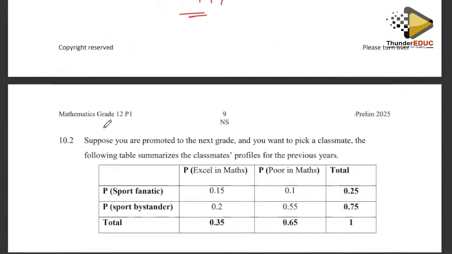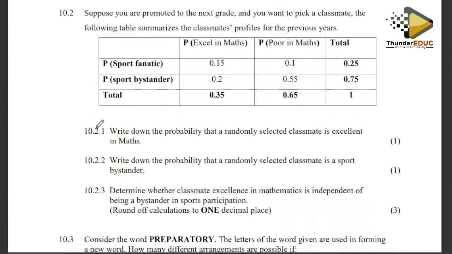All right. And then 10.2, suppose you were promoted to the next grade, okay, and you want to pick a classmate. But this works for people that are in grade 11 and below. Okay. So probability that you excel in maths, probability that you're poor in maths. We have the total. Your choices, a sport fanatic or sport bystander, and so on and so forth.